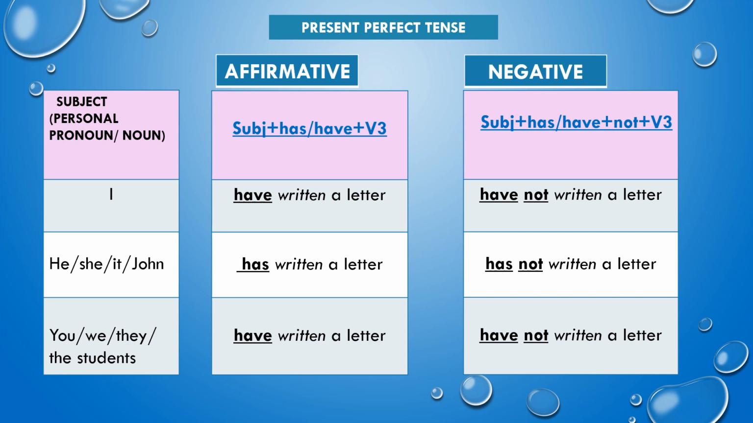singular noun. Now, if we look at the last column, that is the negative column, we see that the formula is subject plus has or have plus the word not plus third form of the verb. We already know where we should use the word has or have, but we have to add the word not after the words has or have.